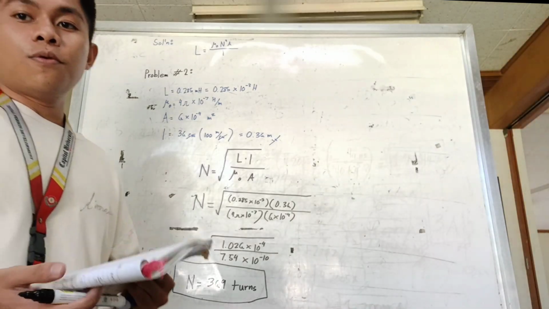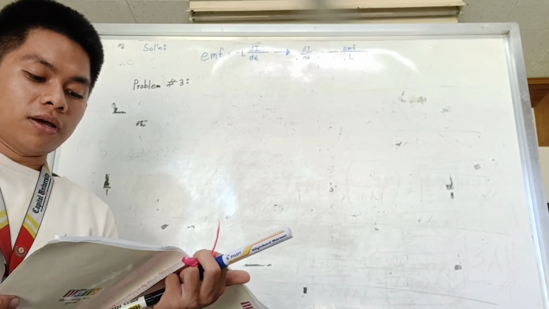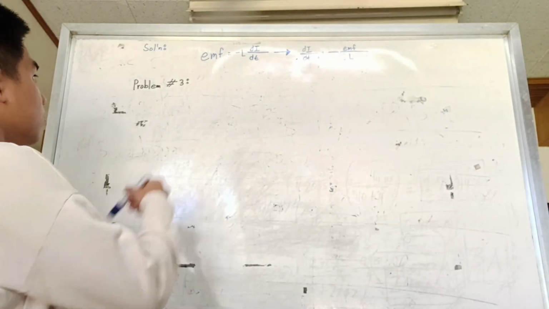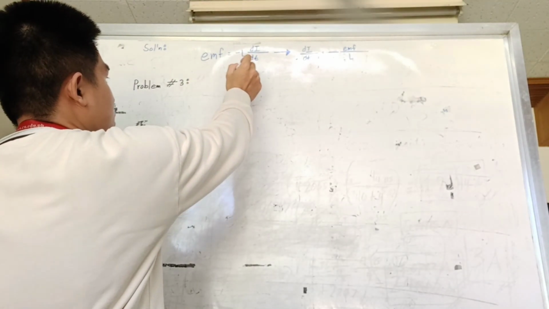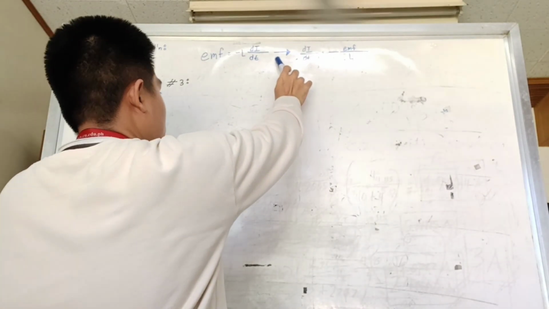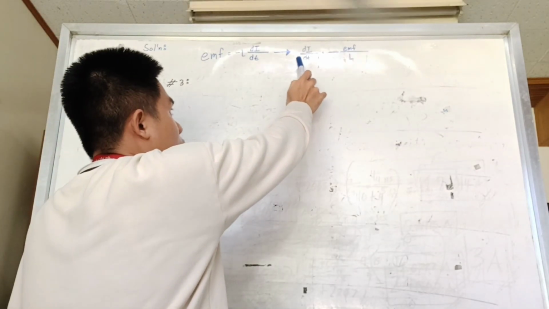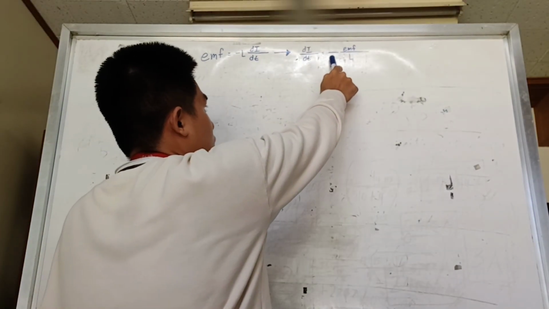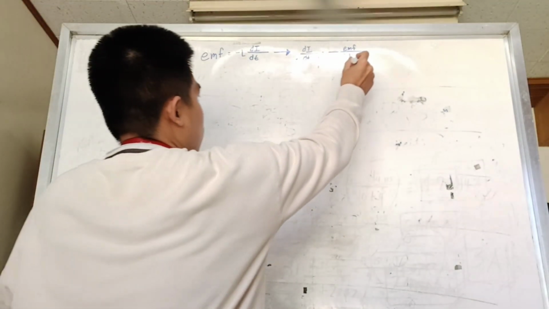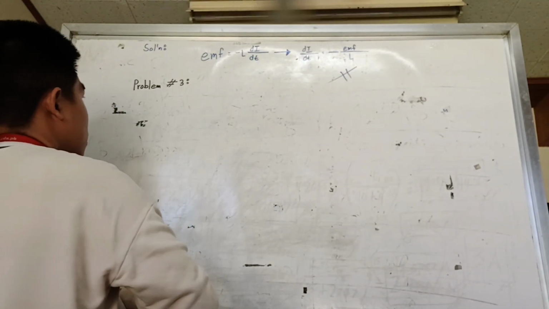So let's do problem number 3. Let me erase this. For problem number 3, we need to find the rate of change of the current. The formula is EMF equals negative inductance times the derivative of current over the derivative of time. So we need to find the rate of change, and the formula will change to di over dt equals negative EMF over L.